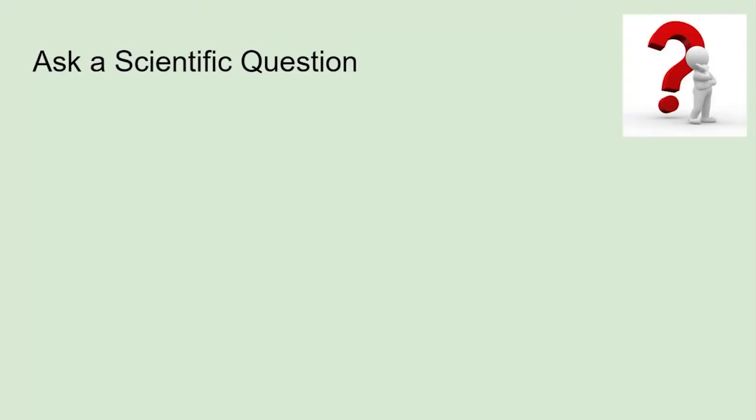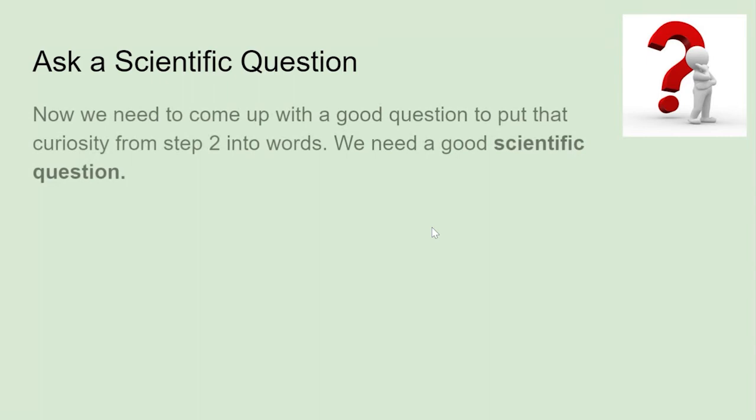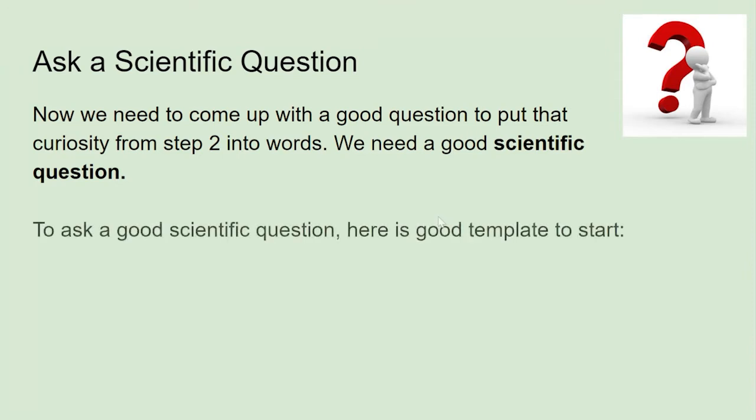To first ask our scientific question, we need to take that curiosity we have about the phenomenon and put it into words. Here's a good template to start asking that question. First, you can ask a specific why question about any of those patterns that we identified on the last slide or in part 1. Ask, why is that pattern happening? Can I explain why that pattern exists at that location?